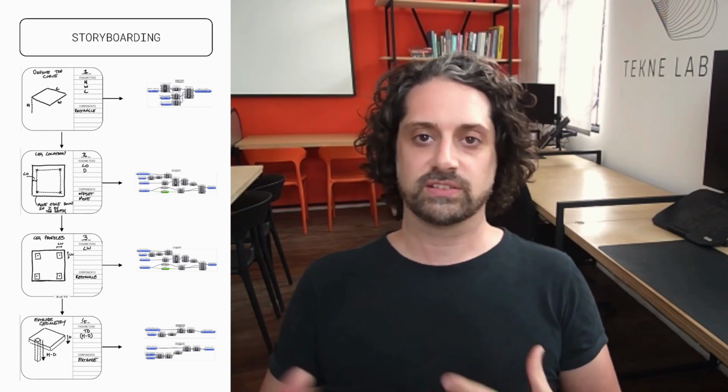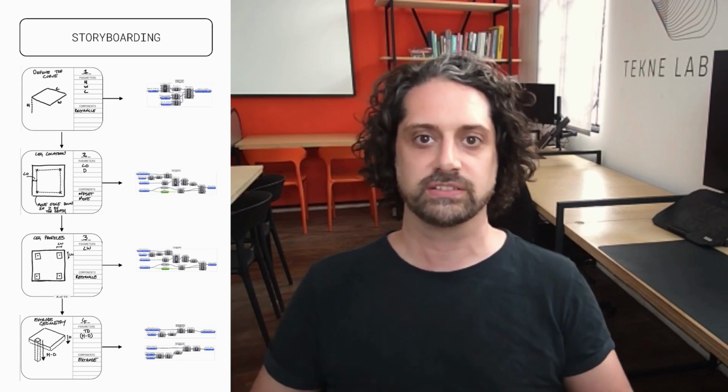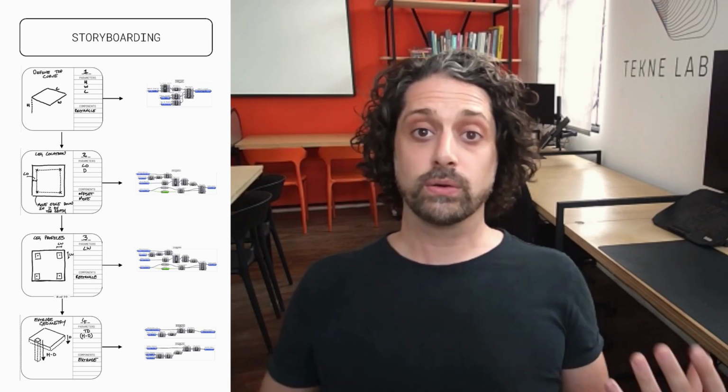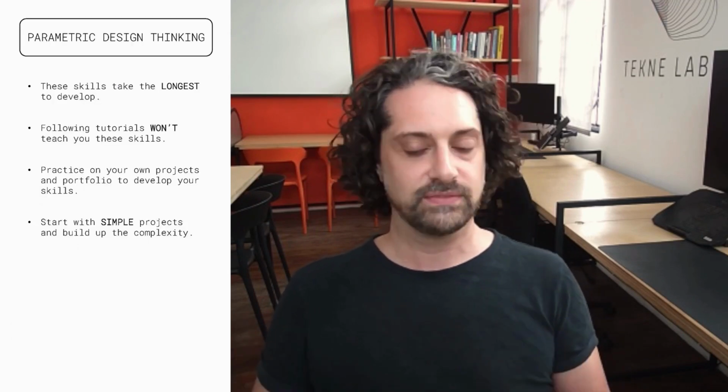So it's normal for this to take a couple of rounds of thinking and sketching to get something working like you expect. I know it seems like a lot of work, but the aim is to focus your attention on small tasks that aggregate to form the bigger picture. And it's these parametric design thinking skills that I believe take the longest to develop in Grasshopper. Following tutorial after tutorial won't teach you this. You need to practice developing and building your own portfolio and projects in order to start getting somewhere. Start basic with some simple projects and build up the complexity and sophistication of your skills from there, just like your Grasshopper scripts themselves.